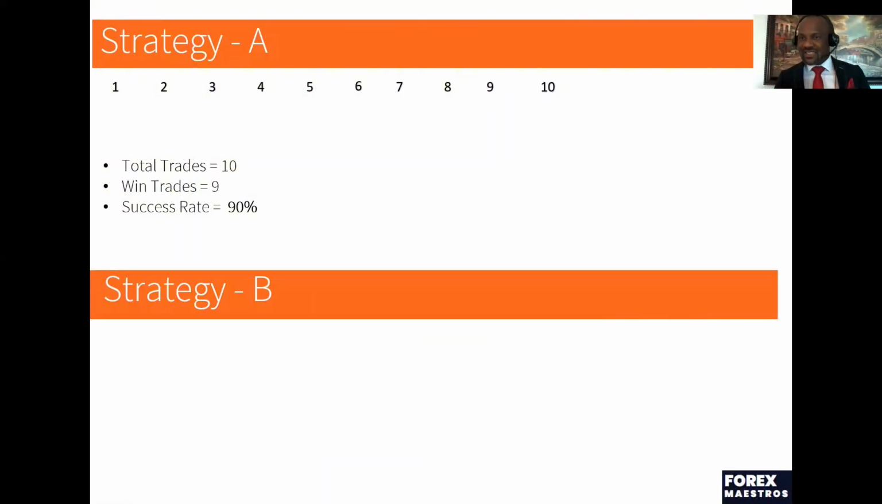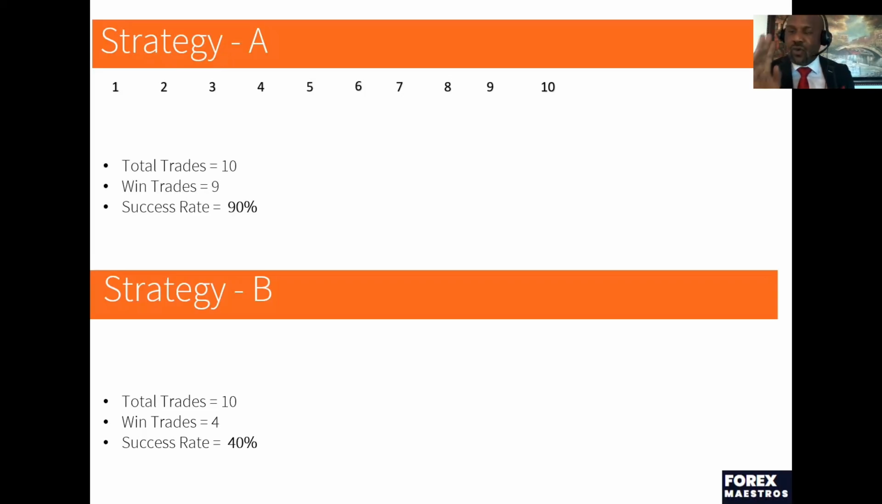After we look at his 10 trades, we say, oh, this guy has a success rate of 90%. His strategy has a success rate of 90%. But trader B, 10 trades, won just 4, which means he has a 40% success rate. They are using different strategies.